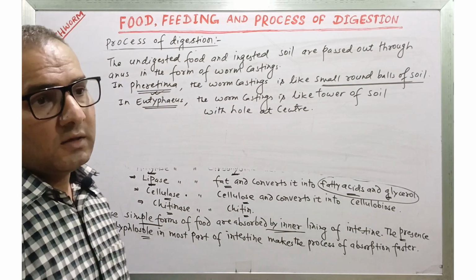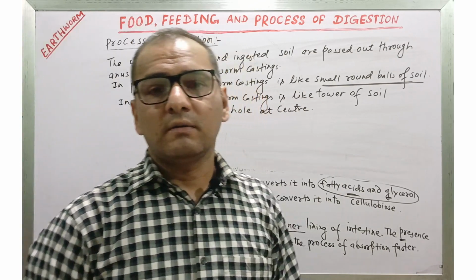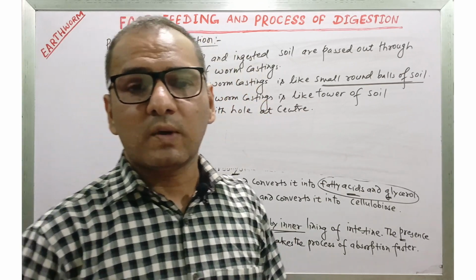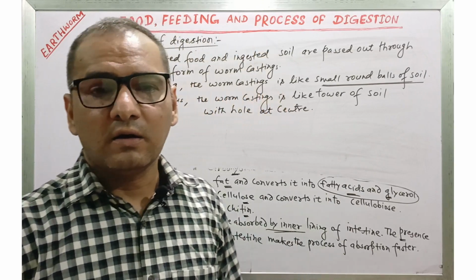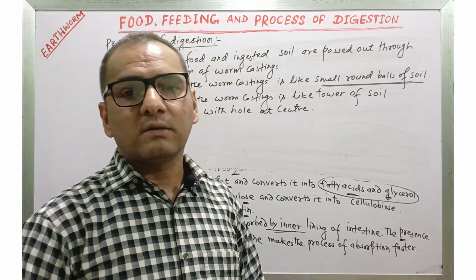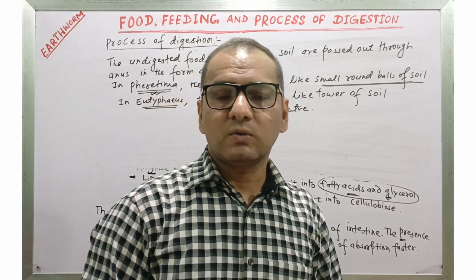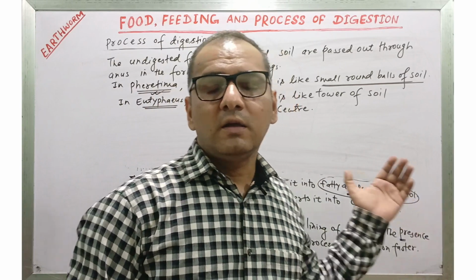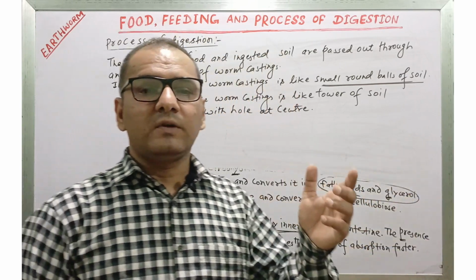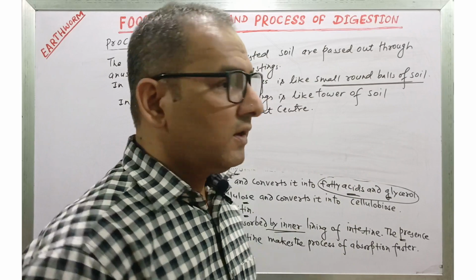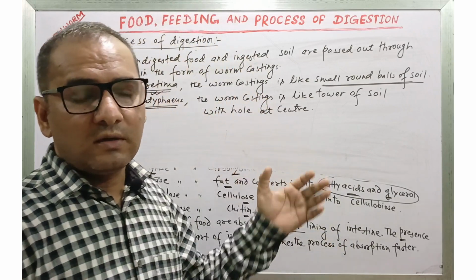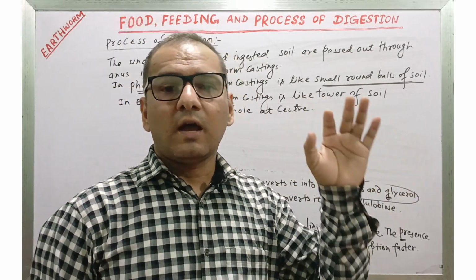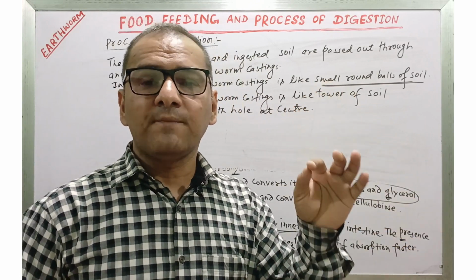What we have studied, the earthworm is detritivorous, meaning that it feeds upon detritus, it feeds upon humus. Humus means the soil which is rich in dead decaying organic matter. Along with this food, a large amount of soil is also ingested, so it is also called soilivorous. Apart from that, it also feeds upon leaves of small grasses and small insects, so it is also called omnivorous. These three are the terms which we have to remember: detritivorous, soilivorous, and omnivorous.